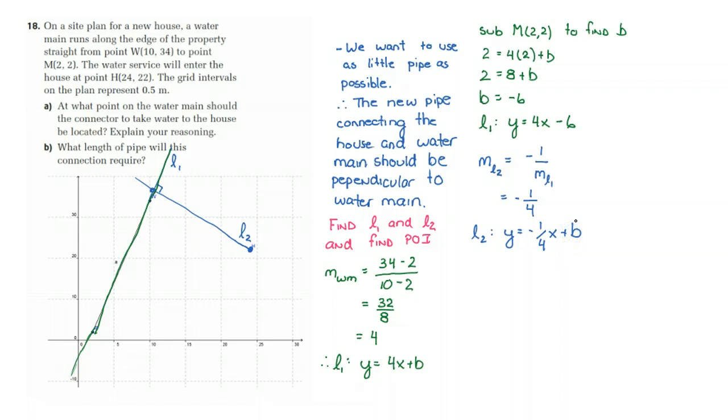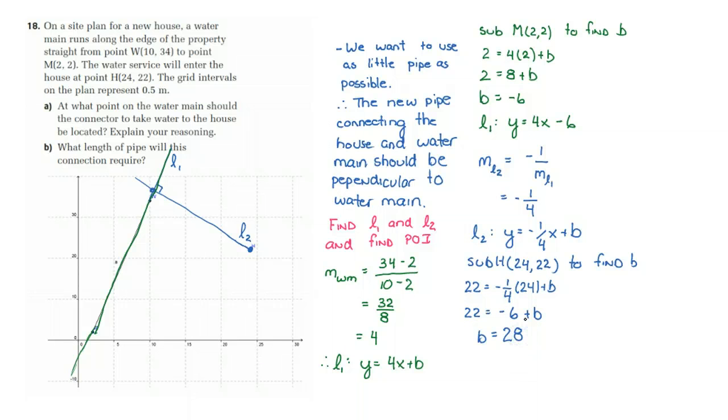And of course, now I have to find b again. So we're going to sub in, and let's use 24, 22, that is the point H, to find b. So 22 is equal to negative 1 over 4 times 24 plus b. Do a little rearranging here: 22 is equal to minus 6 plus b. So b is equal to 22 plus 6, which is 28.